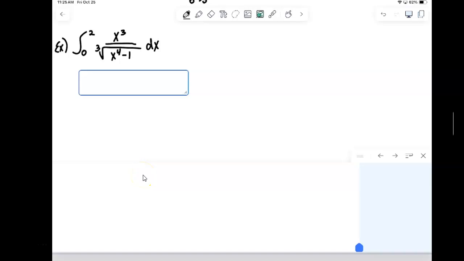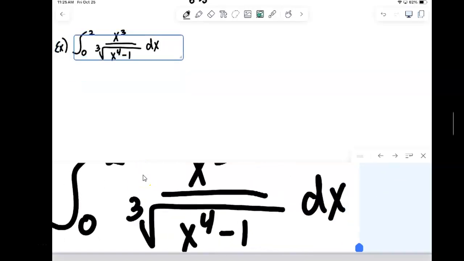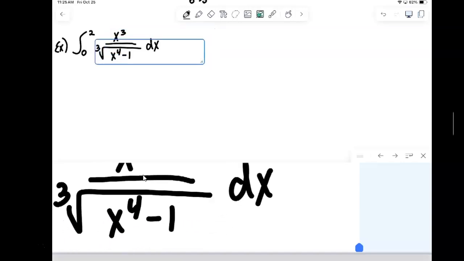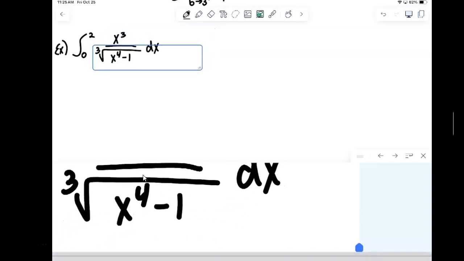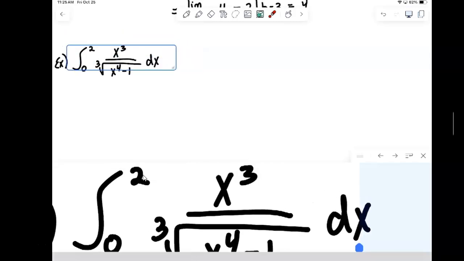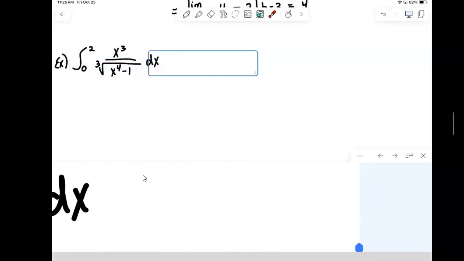All right, so let's consider this integral here. Integral 0 to 2 of x cubed over the cube root of x to the fourth minus 1. This one here is undefined when the stuff at the bottom is 0. X to the fourth minus 1 will be 0, particularly when x is equal to 1, which is a part of this integral. So we actually have an asymptote occurring at x equals 1.